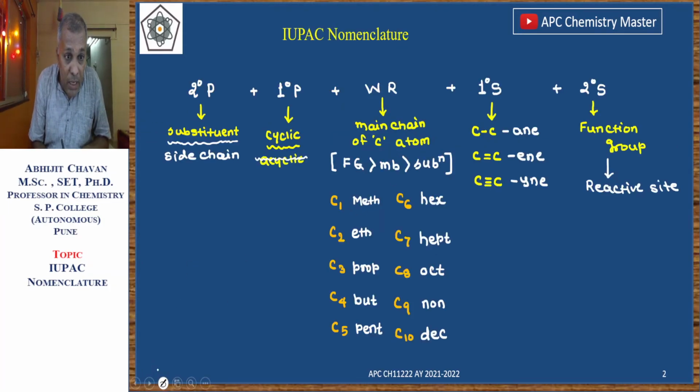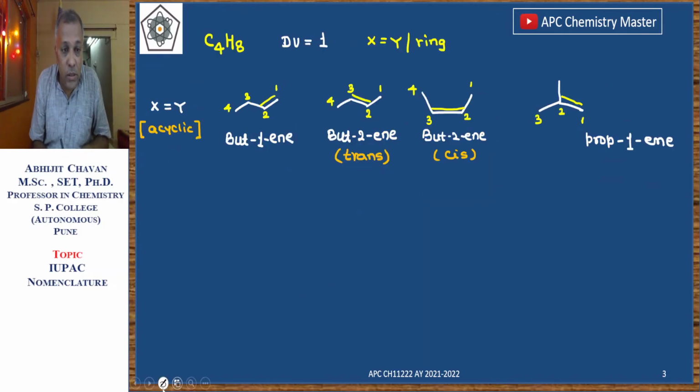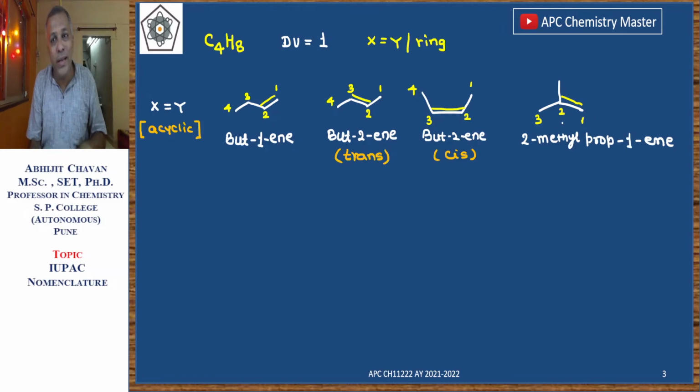Now remember that whenever we have a substituent, we are going to use the attachment as yl. So the name becomes 2-methyl prop 1-ene. This is the name for this compound. I hope you are clear about it, why I have written the name as 2-methyl prop 1-ene.